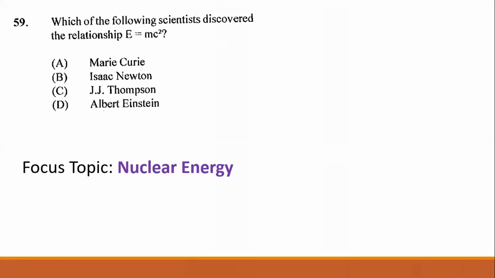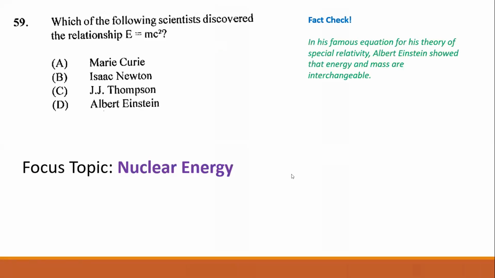Which of the following scientists discovered the relationship E equals mc squared? Now, as we had just said earlier, that is Einstein's famous equation, which means that our answer is D.